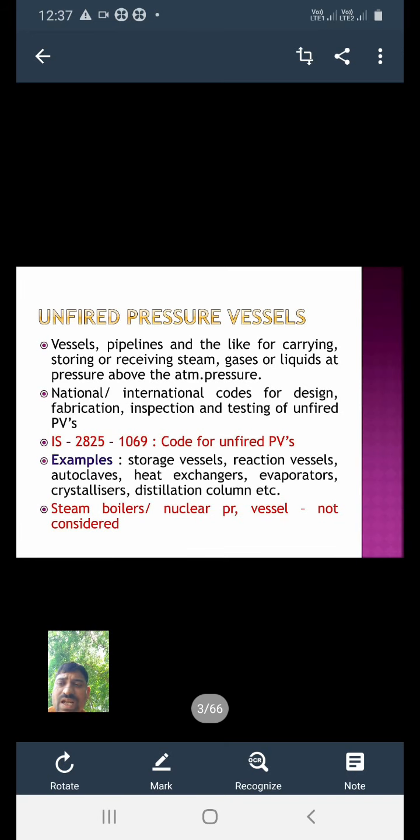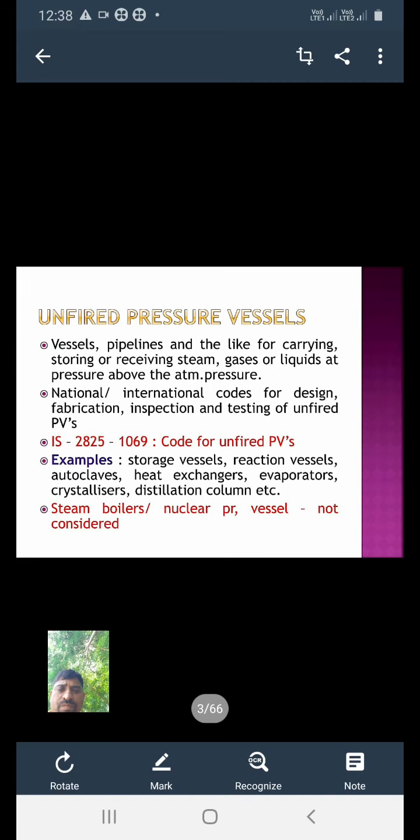It is commonly used in the design of unfired pressure vessels. Examples of unfired pressure vessels are storage vessel, reaction vessel, autoclave, heat exchanger, evaporators, crystallizer, distillation column, etc. The steam boiler and the nuclear pressure vessel do not come under the unfired pressure vessel. These come under the fired pressure vessel.